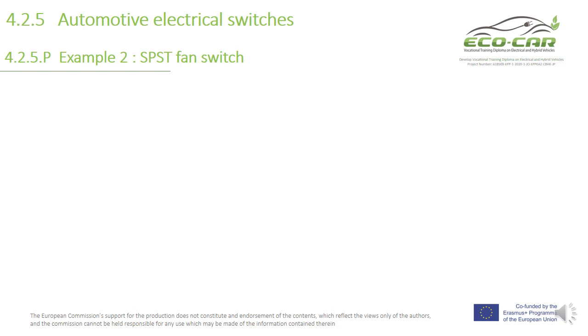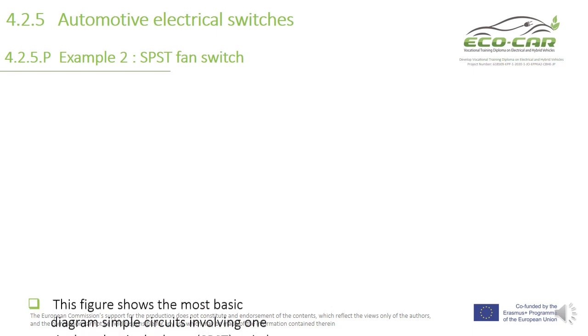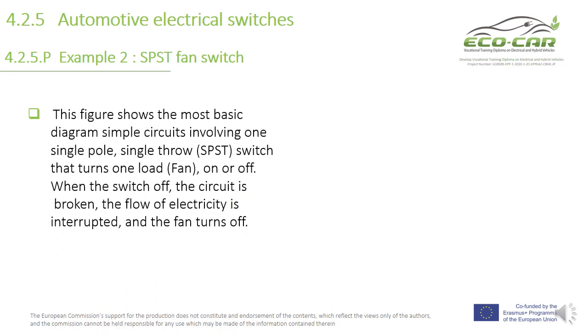Example 2 about using single pole, single throw as fan switch. The figure shows the most basic diagram of simple circuits involving one single pole, single throw switch that turns on a load. For example, here a fan on or off. When the switch is off, the circuit is broken, the flow of electricity is interrupted, and the fan turns off.